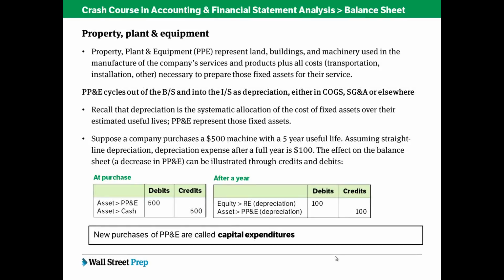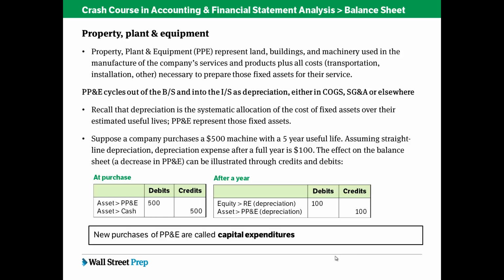In this video, we turn to property, plant, and equipment. Property, plant, and equipment represents land, buildings, and machinery used in the manufacture of the company's services and products, plus all costs like transportation, installation, and otherwise that are necessary to prepare those fixed assets for their service.